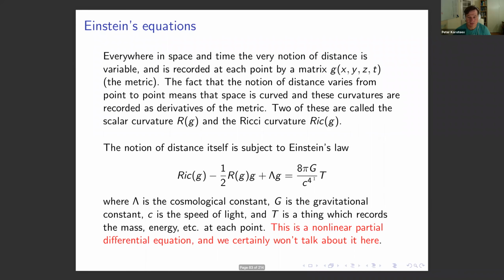So, but there's a bummer here. This is a highly nonlinear partial differential equation, right? Here this R of G is some complicated function of G, and you multiply it by G itself. So this is nonlinear already right there. This tensor is also nonlinear. So that goes way beyond the scope of this course, but it's a subject of differential geometry.